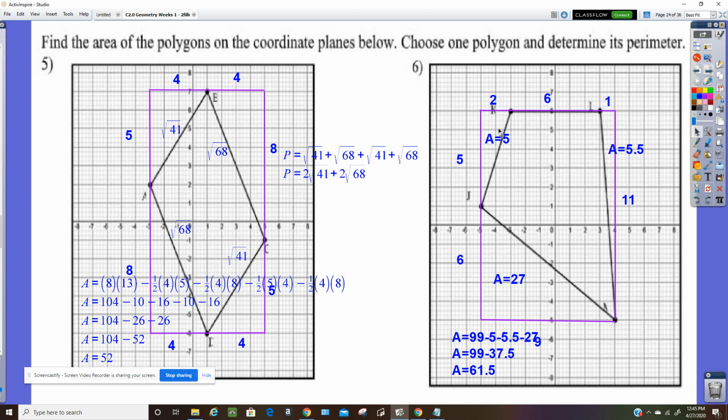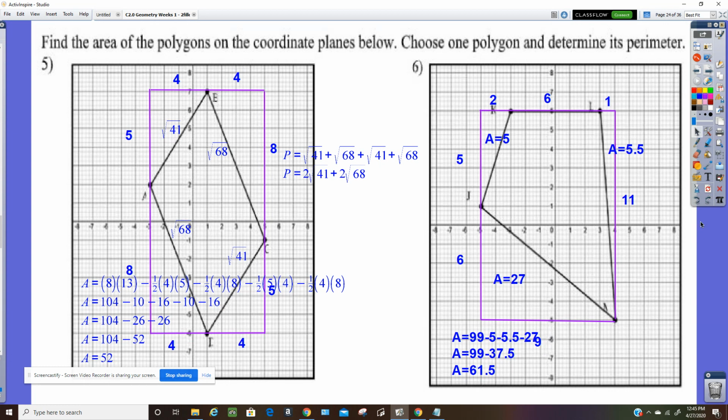And the same thing with 6. Use Pythagoras to find. Well, I didn't find these lengths because I didn't find the perimeter here. So the only thing I did was find these lengths on the outside here. And then the area of this triangle is 5. So 2 times 5 divided by 2 is 5. And then 1 times 11 divided by 2 is 5.5.